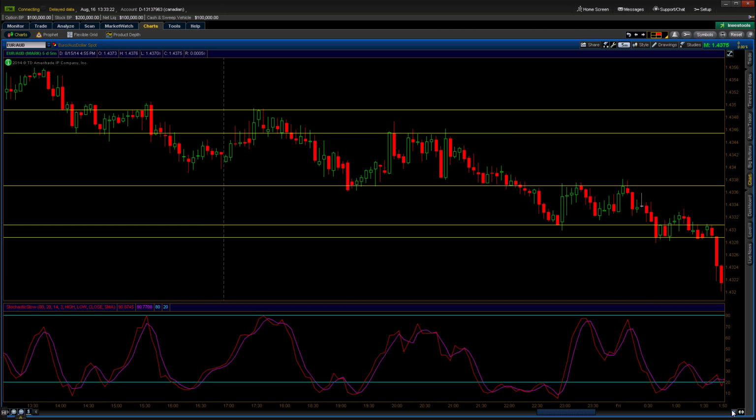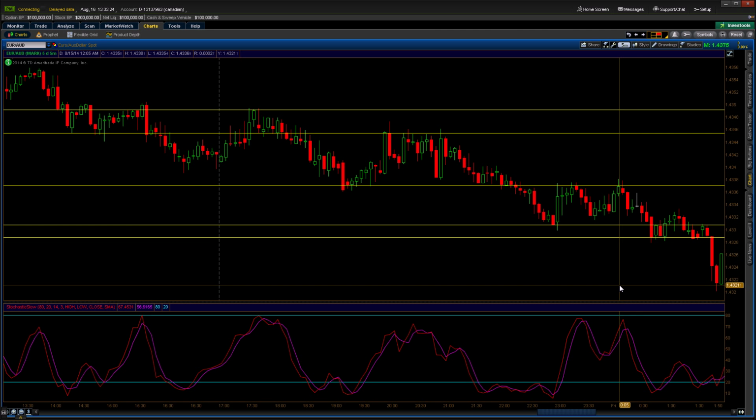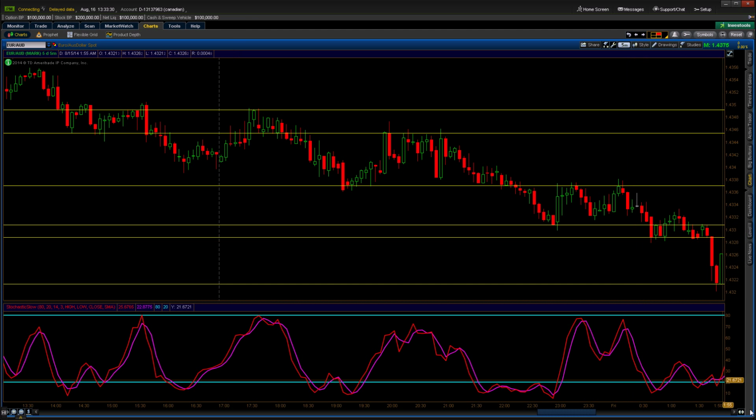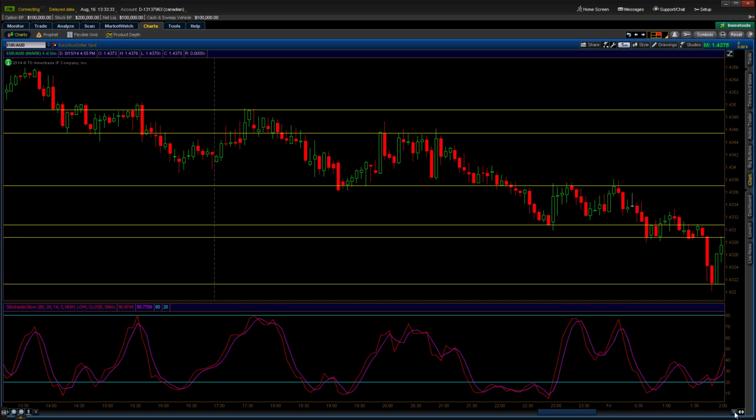Okay, so it's going down again. So this is a large pullback, so this is a good area of potential support. So let's see what happens in between this line and this line. There was a long wick, however, it closed pretty much underneath this resistance line, so I'm not going to do anything here.